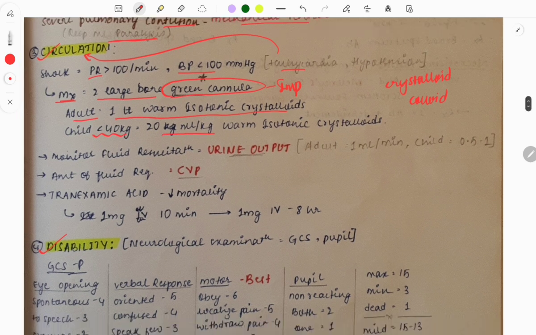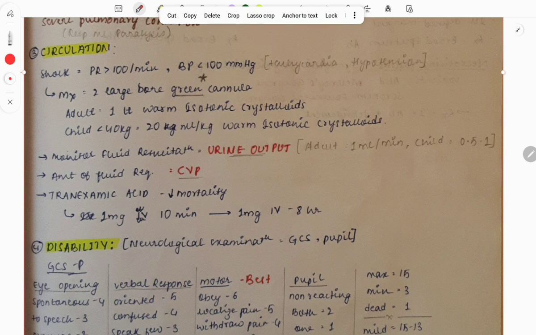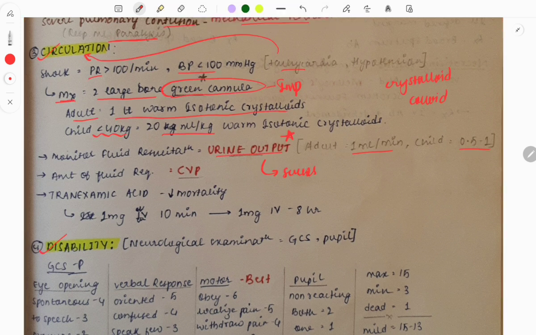Then moving on to another very important one-liner, that is monitoring fluid resuscitation. So the best parameter to monitor the fluid resuscitation is the urine output, and in adults it should be 1 ml per minute and in children it should be 0.5 to 1 ml per minute. The question can be asked in another format, like which of the following parameters is used to see the success of your fluid resuscitation. Okay, so the success of the fluid resuscitation will also be calculated using the urine output.